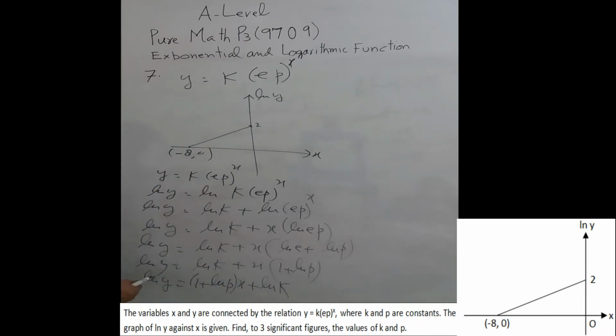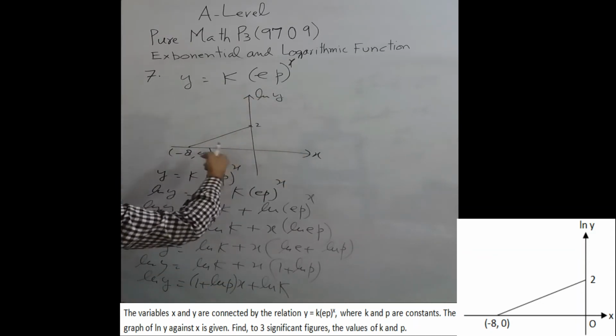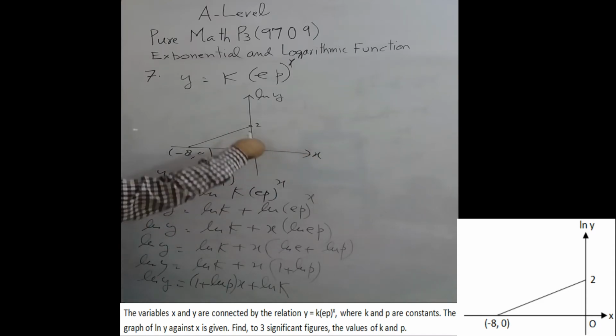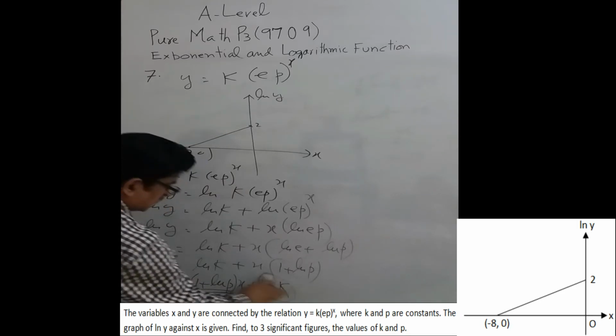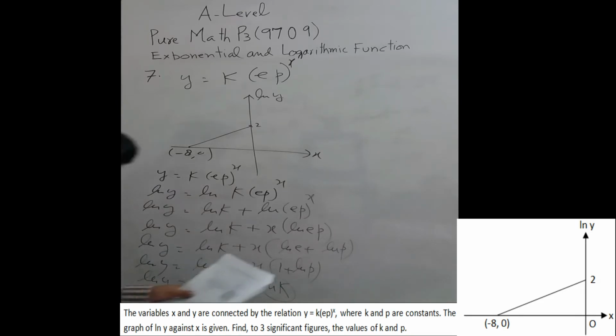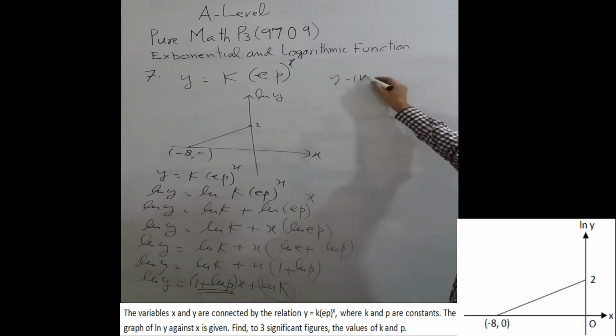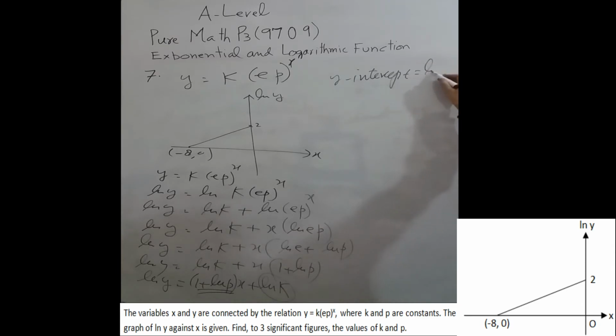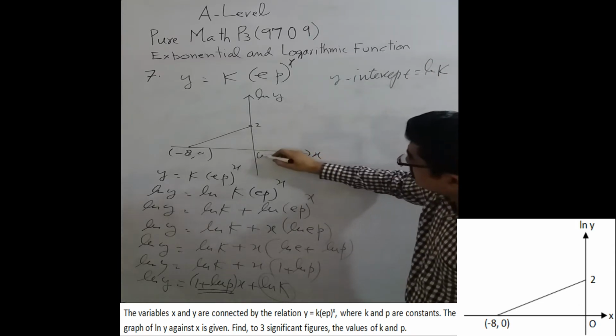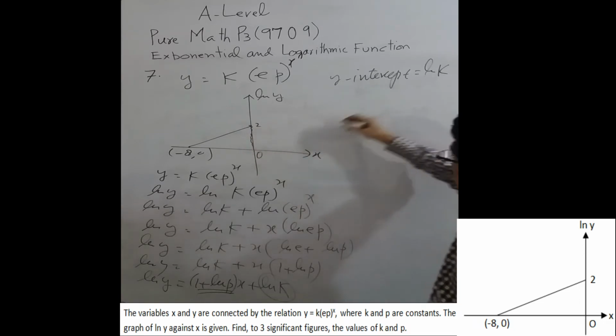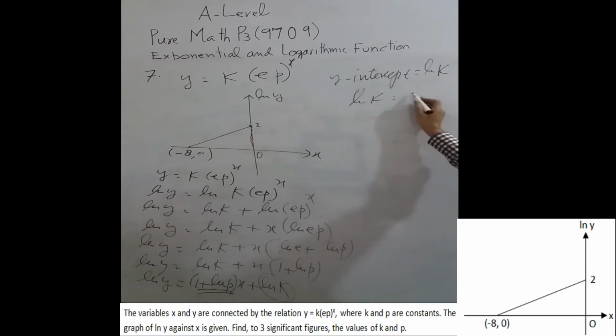Now see that it's linear in x and ln y as given, because this variable is x and this variable is ln y. And ln y is equal to 1 plus ln p times x plus ln k. Now see that this is the gradient and this is the y-intercept. Now we are asked to find the values of k and p. Now the y-intercept is ln k. From the diagram, understand that this is actually the y-intercept, this length on the y-axis. So ln k is basically 2.